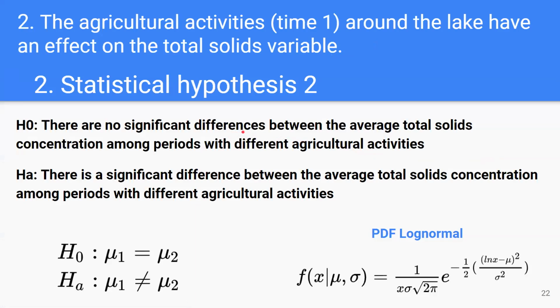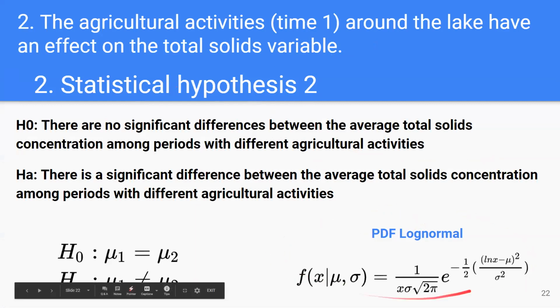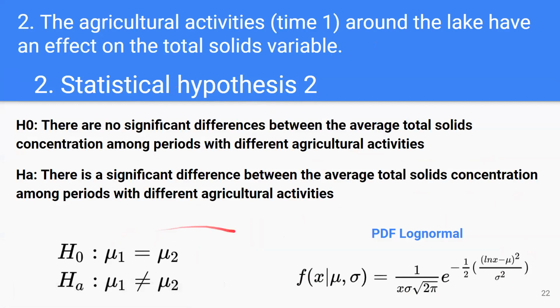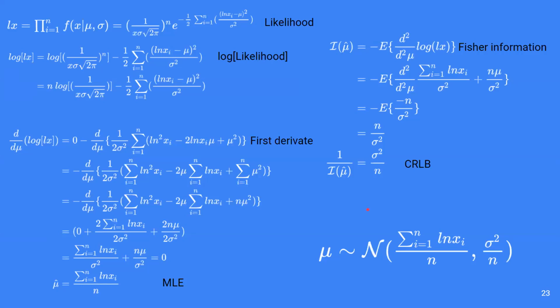And well, for the last statistical hypothesis, we are going to see the PDF Lognormal for the solids concentration, and we want to compare the means between time frames. So for that, we follow a similar process to obtain the MLE and the Cramér-Rao lower bound for the Lognormal distribution. We find the likelihood, then the log likelihood, we find the first derivative, and we obtain the MLE for a statistician, our expected value there.